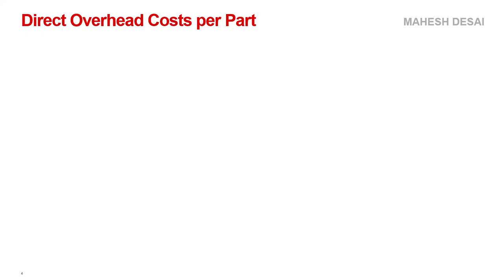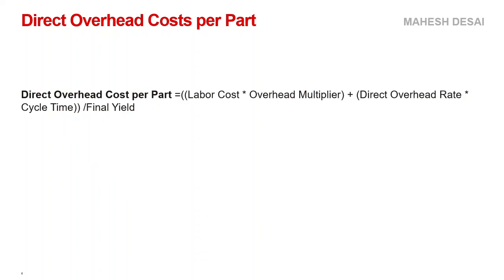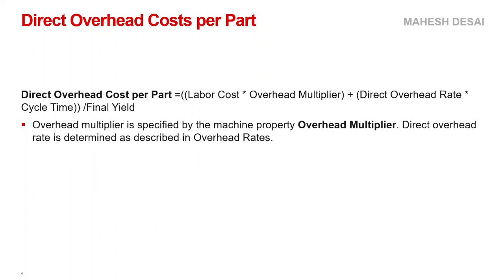So direct overhead cost per part. For direct overhead cost per part, here we have labor cost times overhead multiplier plus direct overhead rate times cycle time, divided by final yield. So here the overhead multiplier is specified as a machine property in the VP. So what is VP? VP is virtual production environment.